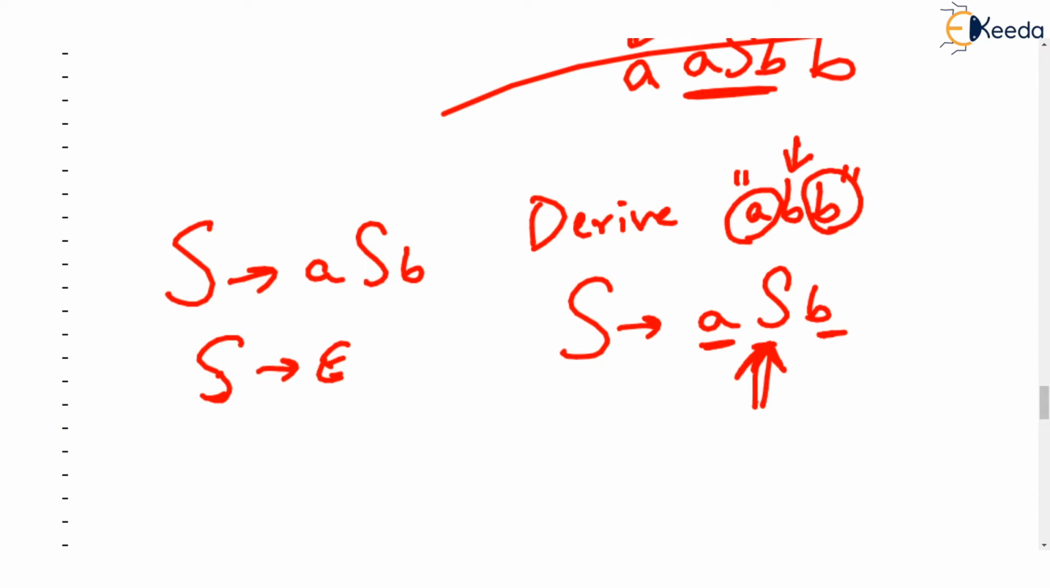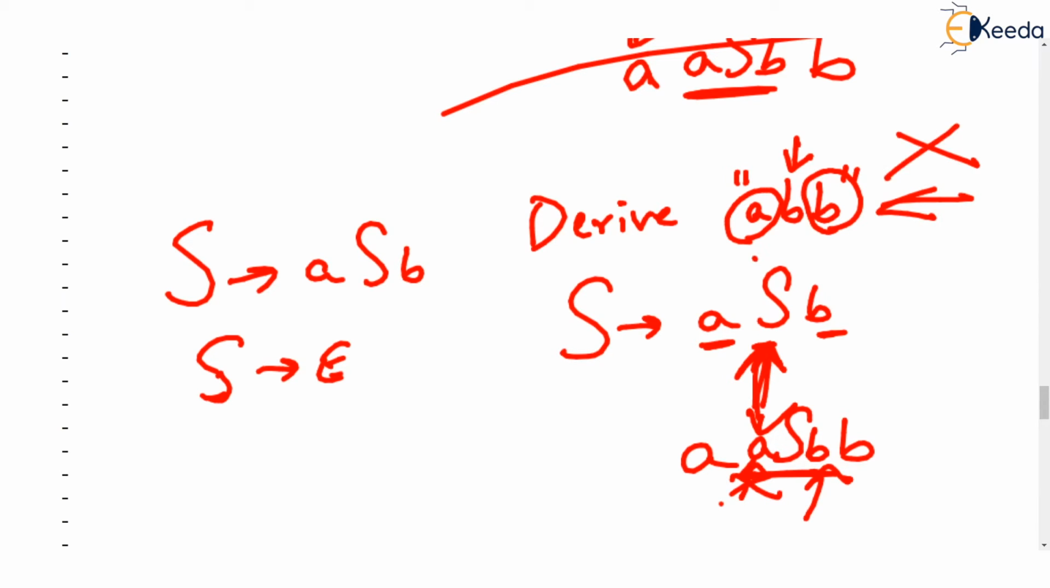But the problem is S cannot derive a single B. If it derives anything, it derives ASB. So you can only replace this S with ASB, isn't it? But this is not what you need. You need only B. You don't need an A, isn't it? So you're locked over here, and you can say that this string cannot be derived using this grammar.